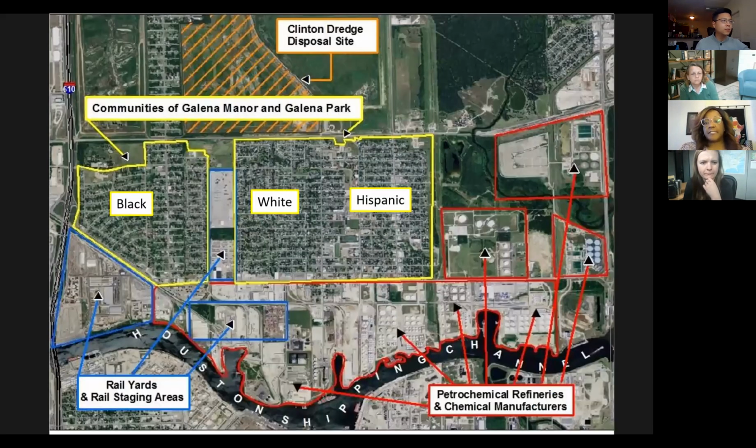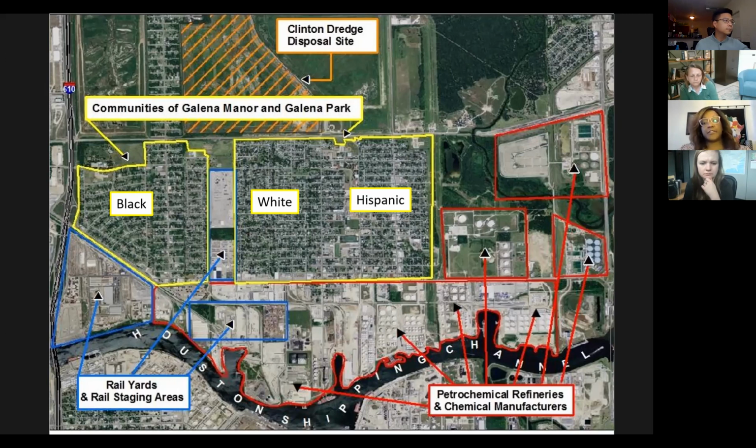The community shares its landscape with the dredge dump site to the north. Petroleum refineries, chemical manufacturers, grain plants, and the shipping channel all flank the south and the east of the community. The community has interstates to the west, and the entire neighborhood is encased by railroad tracks with trains running multiple times of the day and night.